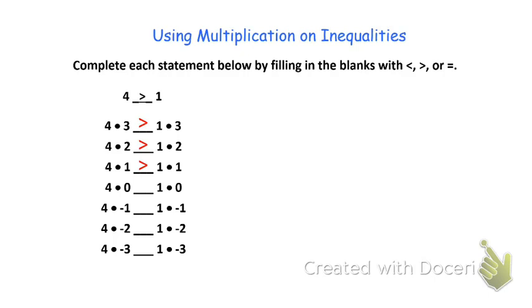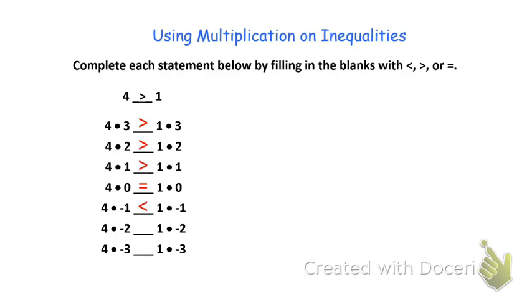4 times 0 is 0, but 1 times 0 is also 0. 0 is no longer greater than 0, it's now equal. What if we multiply both sides by negative 1? 4 times negative 1 is negative 4, 1 times negative 1 is negative 1, but now negative 4 is less than negative 1. We need the other symbol.